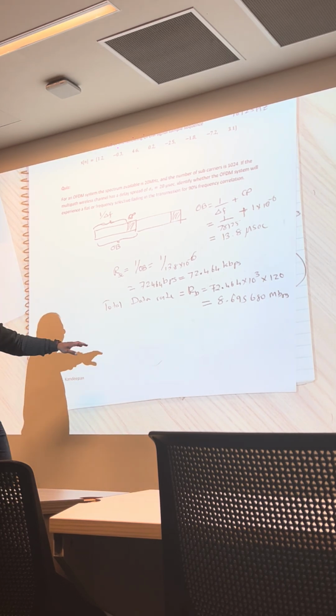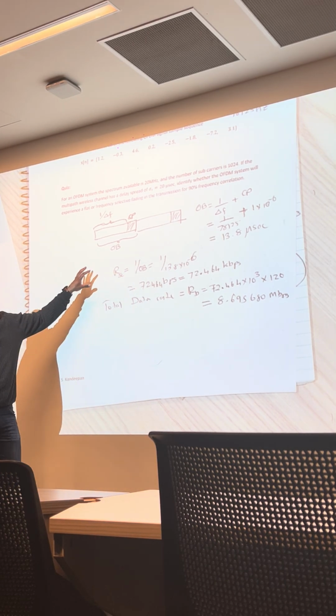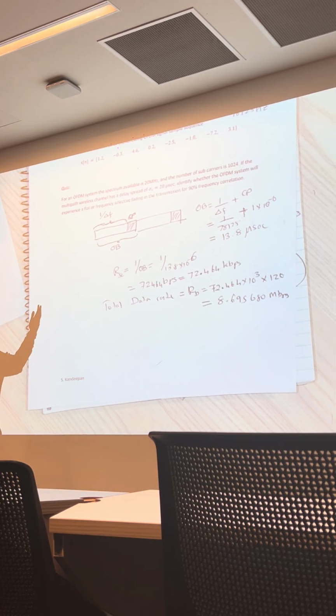Let's stop there. So this is how you calculate the transmission rate for OFDM modulation. Okay, so you've got to understand how the OFDM modulation is performed, so that you can perform the calculations, right? I think it's clearly explained in the lecture recording as well.